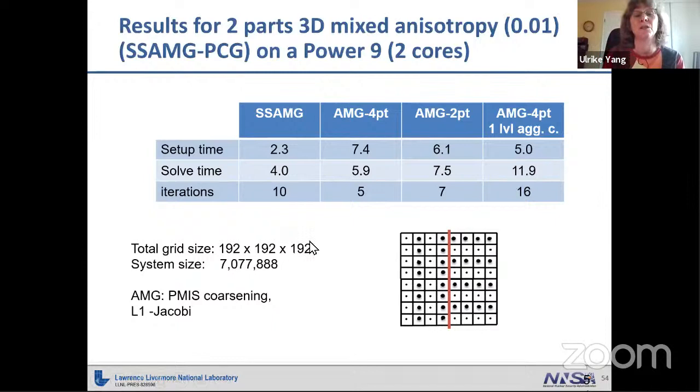And so let's take a look at this one. This is, as I said, run on two cores, so each part is run in parallel between the two. And here, the total grid size was 192 cubed. And for AMG, we used PMIS coarsening and L1 Jacobi for both. For both of them, we used L1 Jacobi underneath. And we used different settings for AMG because there are many of them. And just keep in mind, AMG is fully optimized. SSAMG, we're still working on it. But this is already an encouraging result, actually.